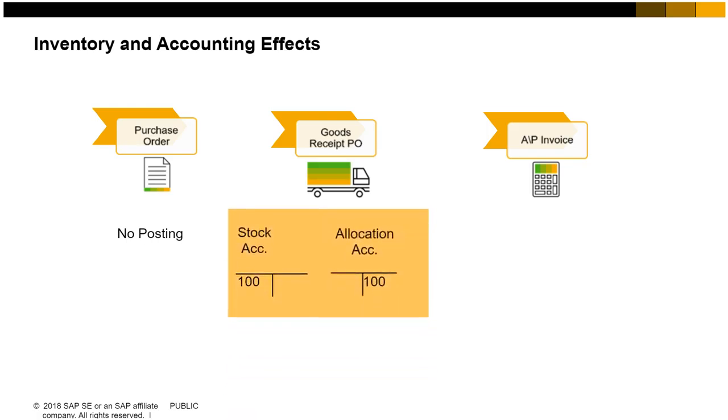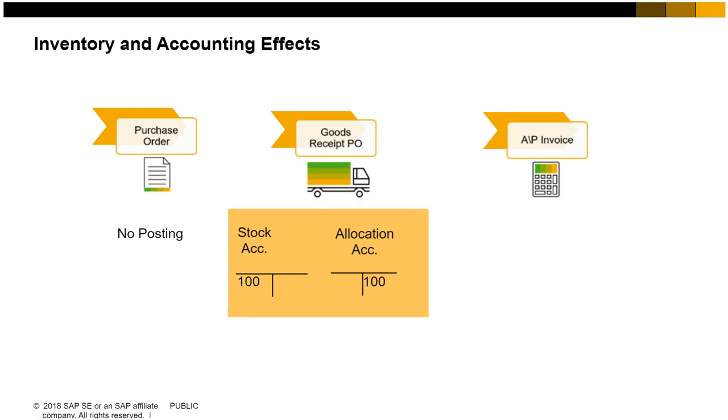The GRPO creates a journal entry that posts the value of the received goods to the debit side of the stock account and to the credit side of an allocation cost account. The stock account and the allocation cost account are retrieved from the inventory account field and the allocation account field on the inventory data tab of the item master record.